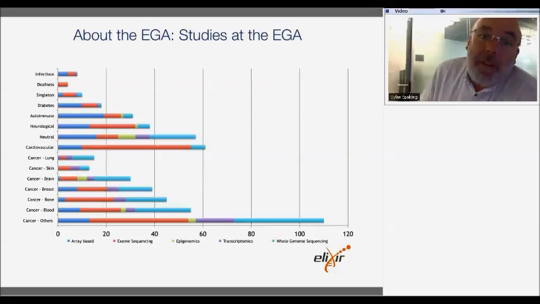So in terms of some of the studies at the EGA, the majority of the data is actually cancer data, which you can see here. But there's a lot of other disease and phenotypic data here. Noticeably, we have a lot of exome sequencing data. That's probably due to the high coverage it gives. And we've got array-based data and whole genome sequencing data as well.